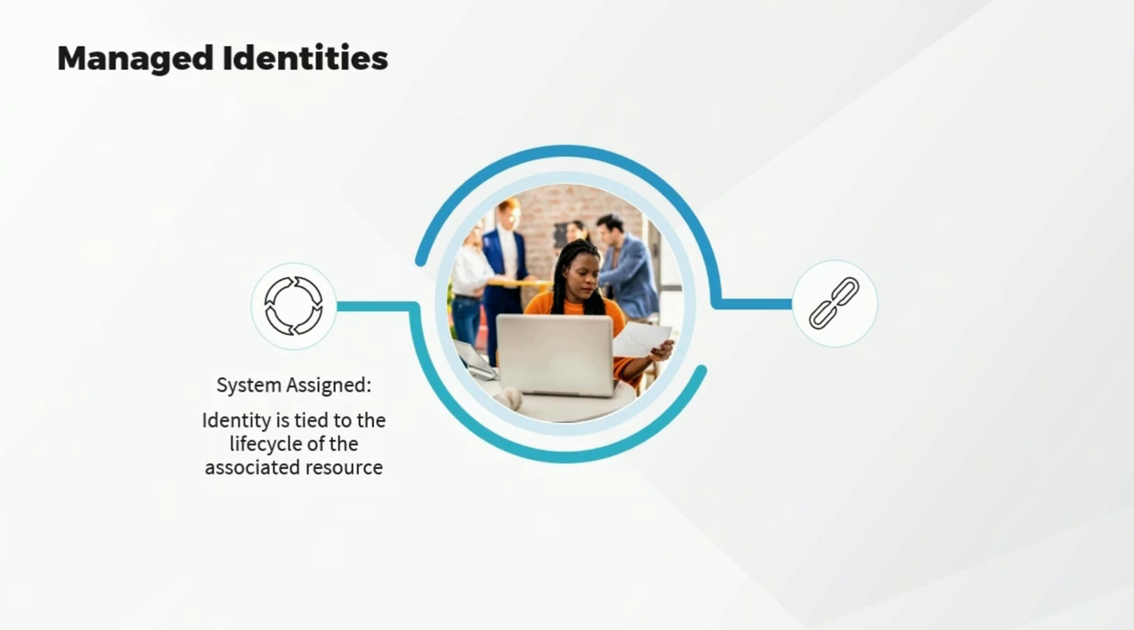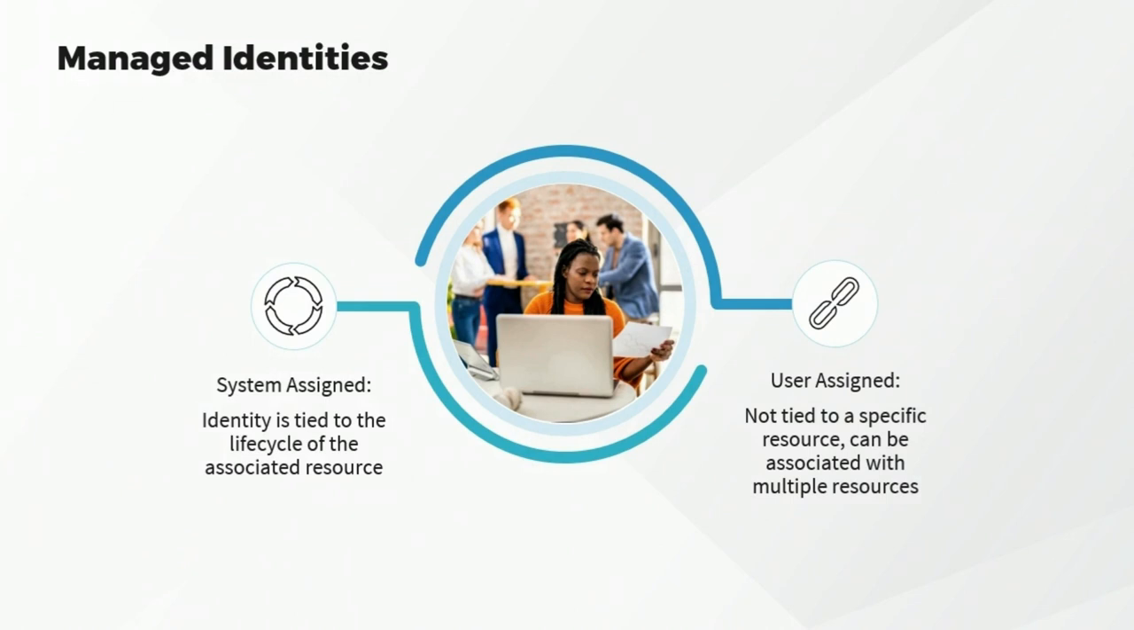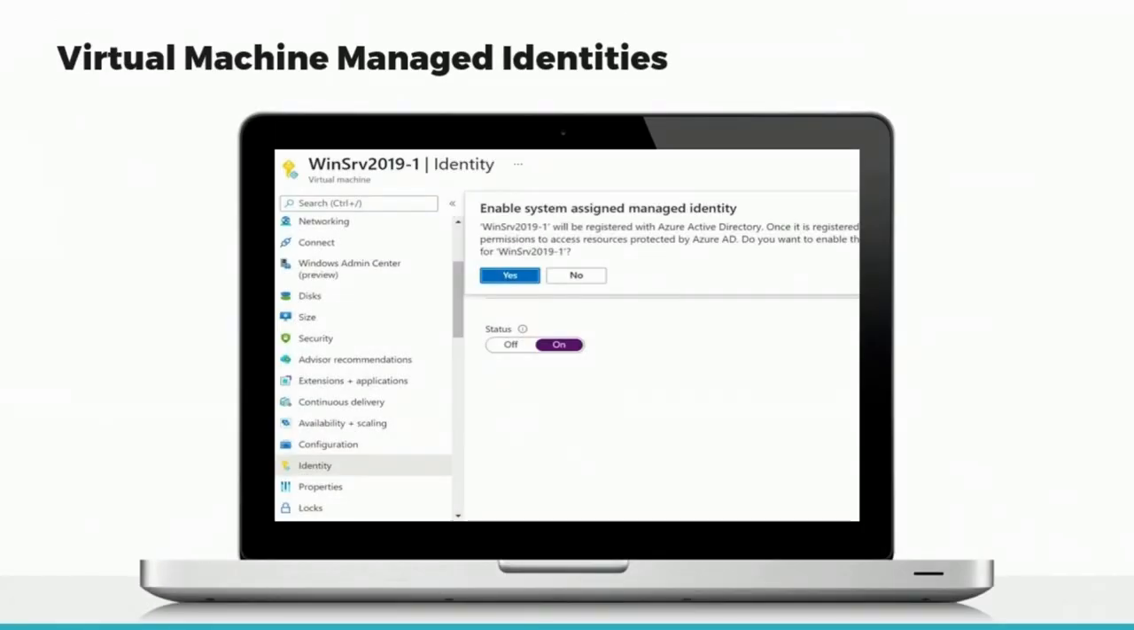Now, the second type of managed identity is a user-assigned managed identity. This is not tied to the lifecycle of that specific resource, and it can be associated with multiple resources. The way it would look would be as what we have here in our screenshot. We are in the properties of an existing virtual machine, and in the left-hand navigator, we've clicked on Identity. On the right, we then have the option to enable either a system or a user-assigned managed identity. What I've chosen in this example is System.